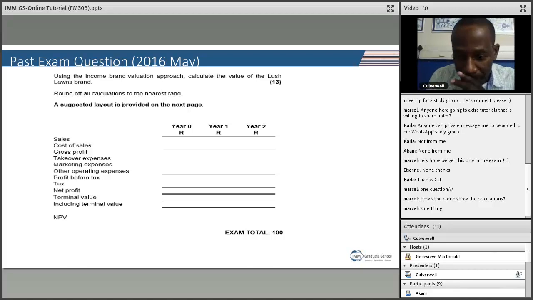So my TV, as terminal value, is equal to your last cash flow of your projection. Like in this case, I'm referring to year 2. So what cash flow am I referring to? The net profit of year 2. So I would say cash flow 2. And to be specific, the net cash flow I'm referring to here is your net profit.